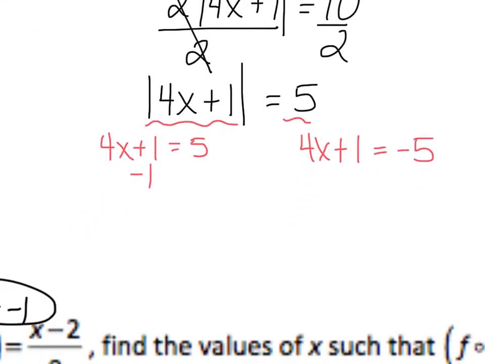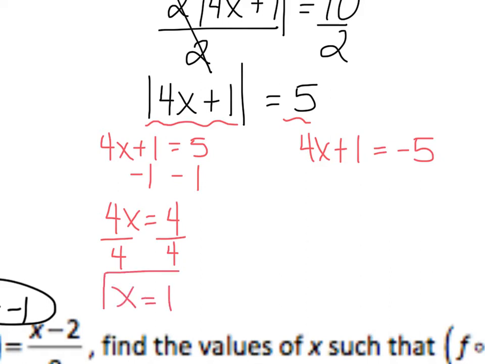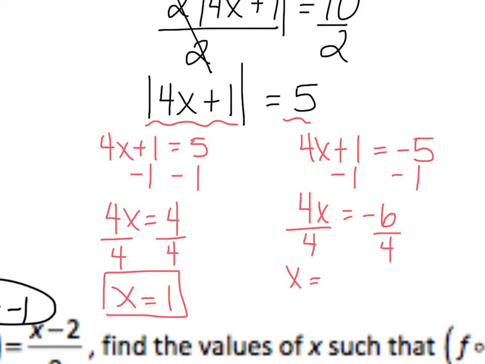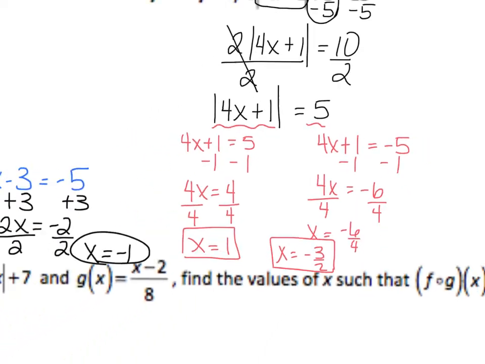So let's go ahead and subtract 1 from both sides, and then divide by 4. So x equals 1. And then do the same thing for the next one. Subtract 1 from both sides. So 4x equals -6. And then divide both sides by 4. X will equal -6 over 4, which will reduce to -3 over 2. So 2 separate answers here, just like before.